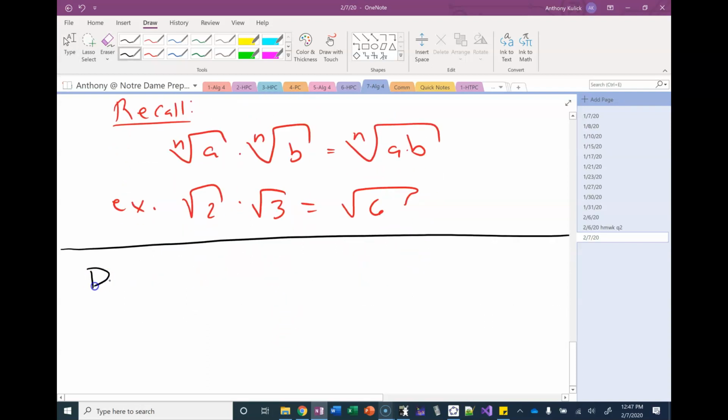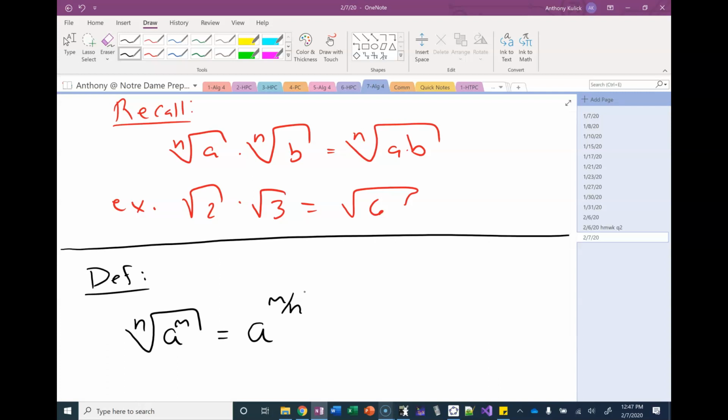So what we're going to do is make a new definition for a radical. So if I take the nth root of a to the m, this is the same thing as a to the m over n exponent. So I'm going to call this the exponential form. And I'm going to call this the radical form.